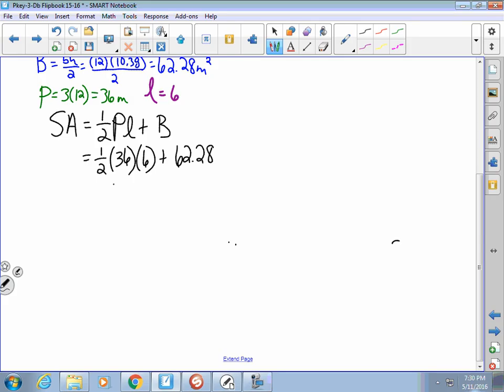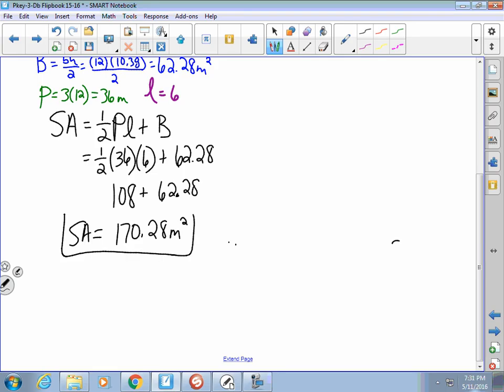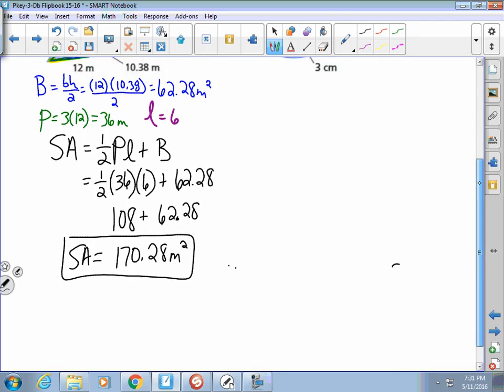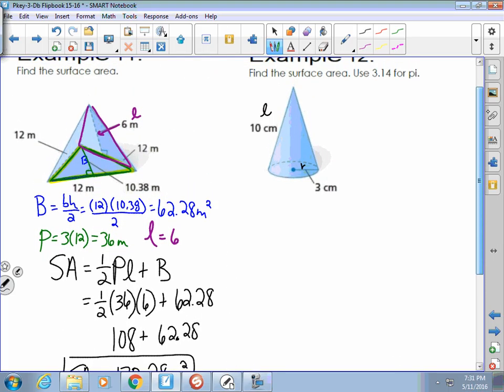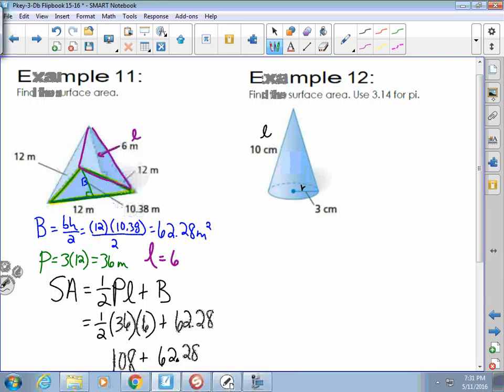Alright, so when we get this, we should get 108 here, I believe. Yeah. And then we add the 62.28. And so that gives me my lateral area is 170.28 meters squared. That's our surface area. Alright, so make sure you have this down, you have your steps, so we can stamp to check you off in case you didn't receive the information.